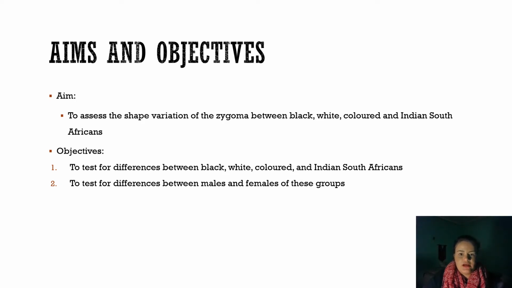Whilst the shape of the zygoma has been studied in a South African population using morphological, metric, and geometric morphometric techniques, these studies did not include Indian South Africans. The purpose of the study was to assess the shape variation of the zygoma attributable to sexual dimorphism and ancestral variation among South Africans, including Indian South Africans, using a geometric morphometric approach.